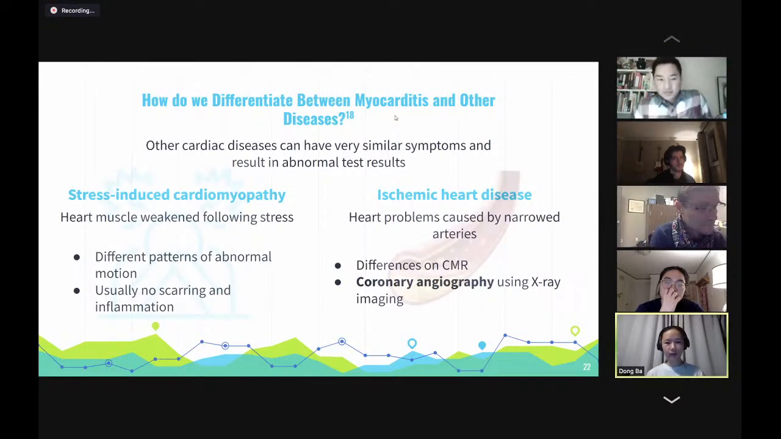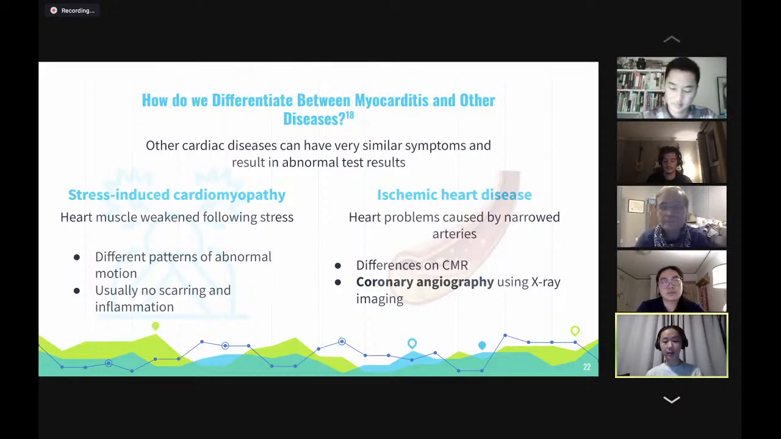Yeah, so these types of imaging are not only good for showing us things that are characteristic for myocarditis, but it also enables physicians to tell the difference between myocarditis and other heart diseases that might present really similarly. So diseases such as stress-induced cardiomyopathy, which is a disease that causes your heart muscle to weaken because of stress, or ischemic heart disease, which is a heart disease caused by narrow arteries, might present clinically very similarly. So you might have chest pain, and you might also have elevated markers in the blood.